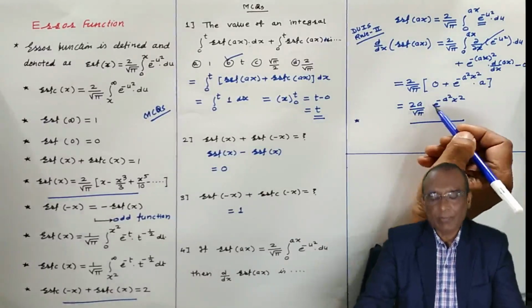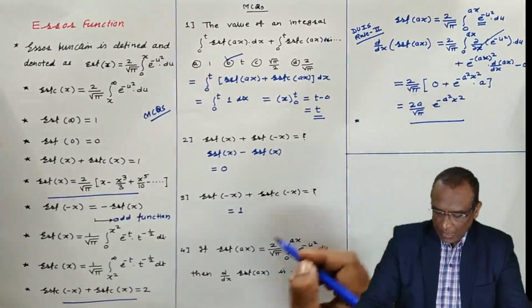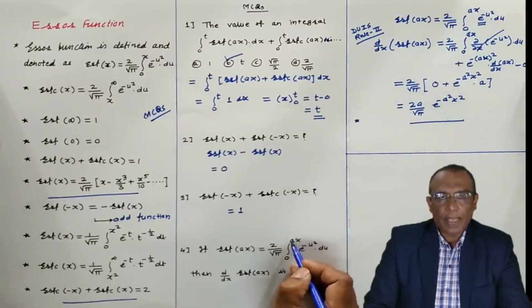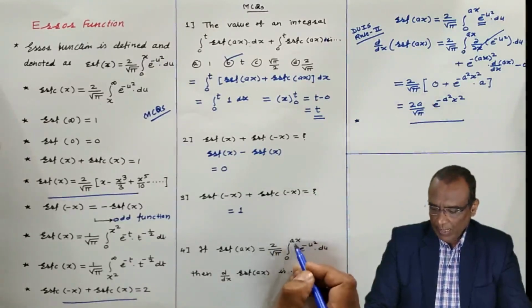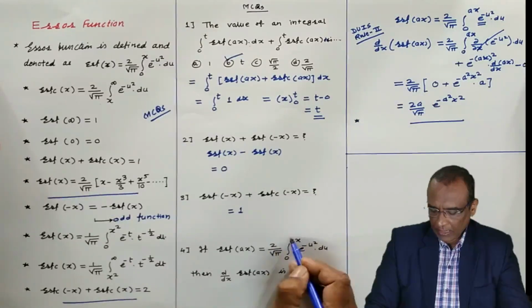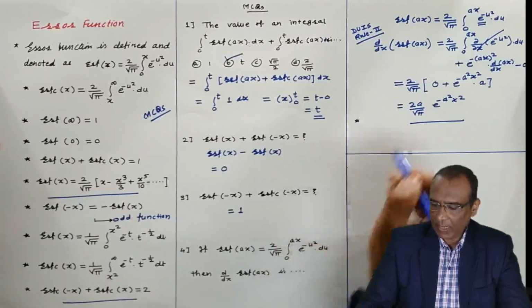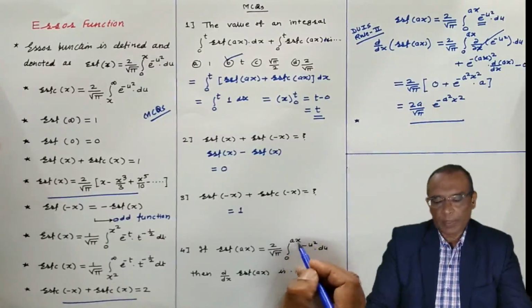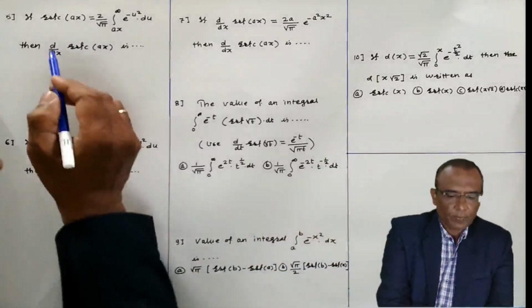So this type of direct way you can use. By default 2 by root pi as it is. Take the derivative of ax with respect to x. X is a parameter. What is the derivative of ax with respect to x? It is a. I have written here. And replace u by the upper limit. That's all.